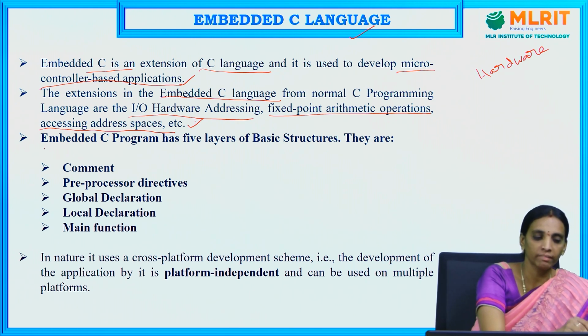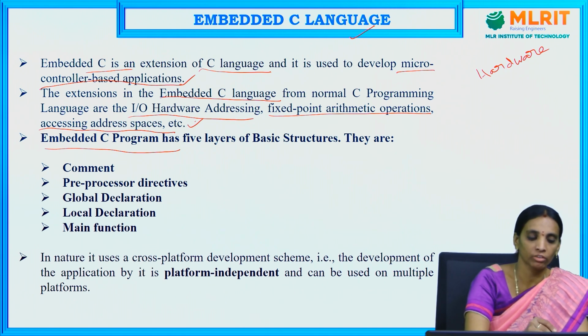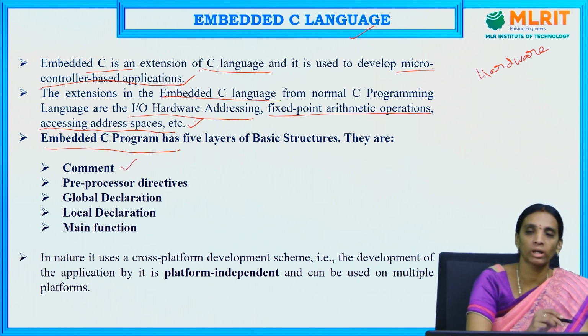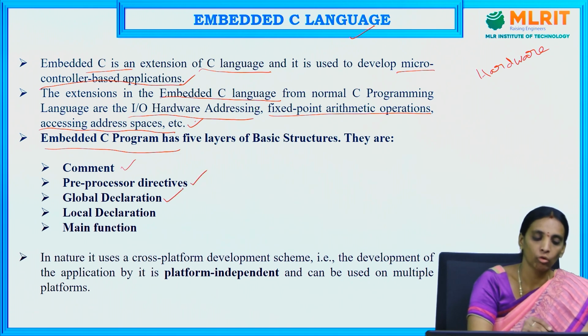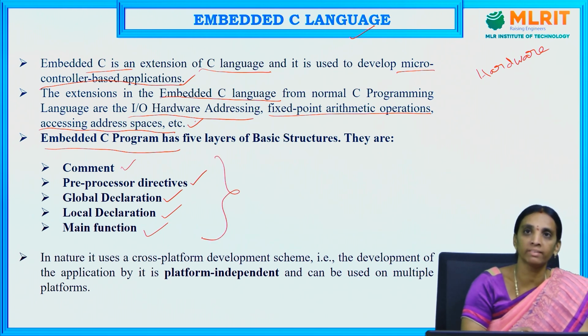This embedded C programming has a basic structure of 5 layers. First, we have the comments and preprocessor directives, global declaration, local declaration and the main function. These are the basic layers used in our embedded C programming.